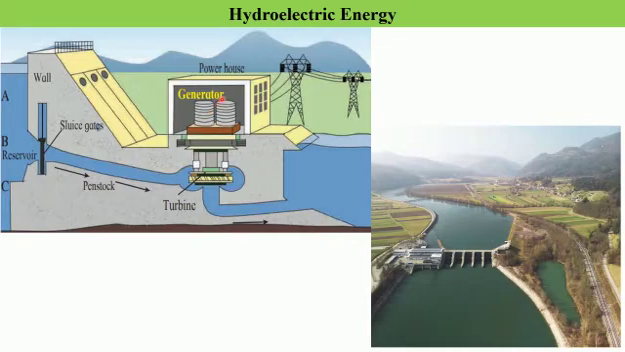From the powerhouse, the electrical energy is then transmitted to distant places. But now the water which will be collected here will be under no force, and so it is collected in another reservoir and it can be flowed back so as to produce electrical energy. So this is the schematic diagram for a hydroelectric plant.